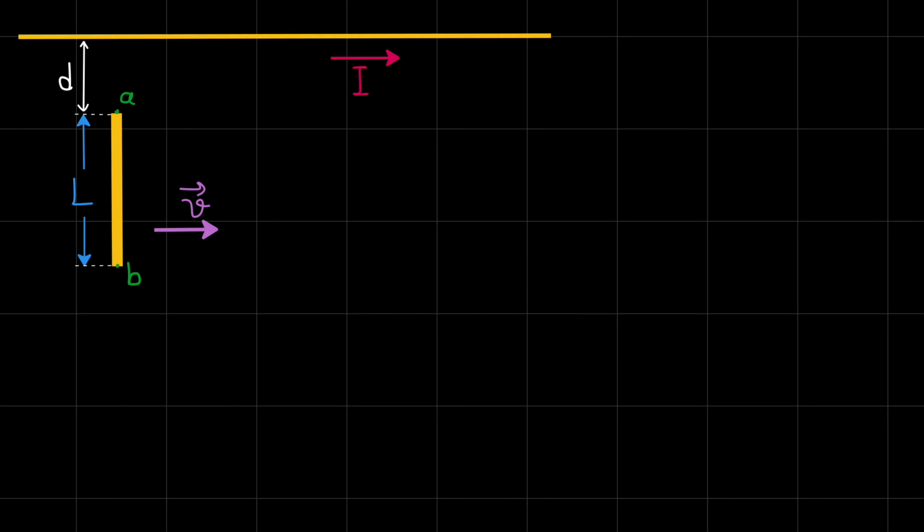We have a horizontal long straight wire that carries a current I and a vertical metal bar that is moving to the right at constant speed v. The top point of the bar, point A, is at a distance d from the wire. The length of the bar is capital L. Let's calculate the induced EMF in the bar.